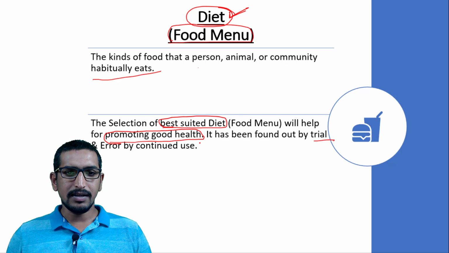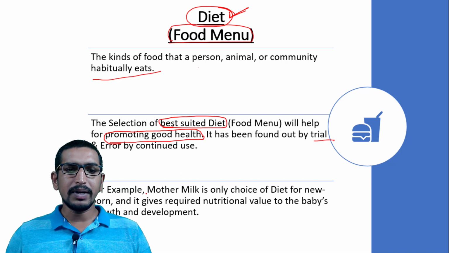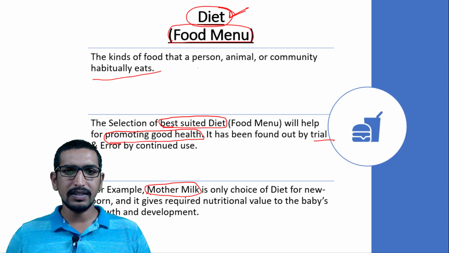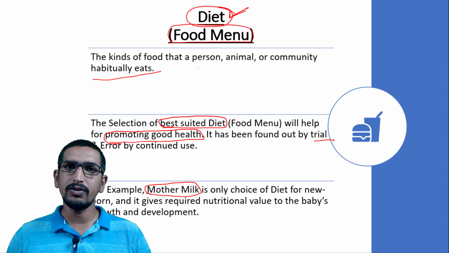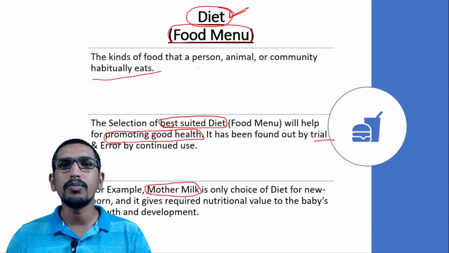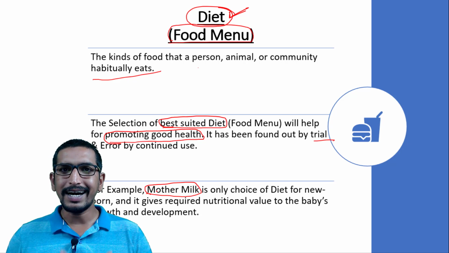So for example, mother's milk is the only choice of diet for the neonate, because mother's milk contains all the essential nutrients which help the growth and development of the newborn baby. So here diet is nothing but food; whatever food we select should have all the nutritional values to promote health and to improve growth. That is called a diet.